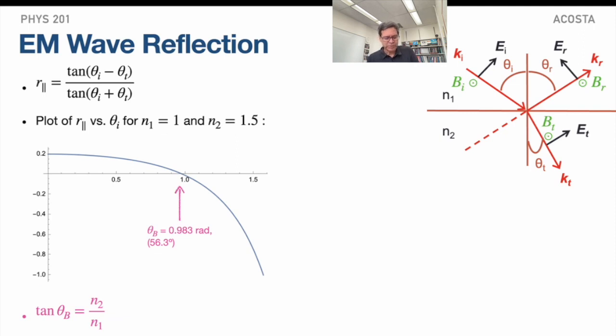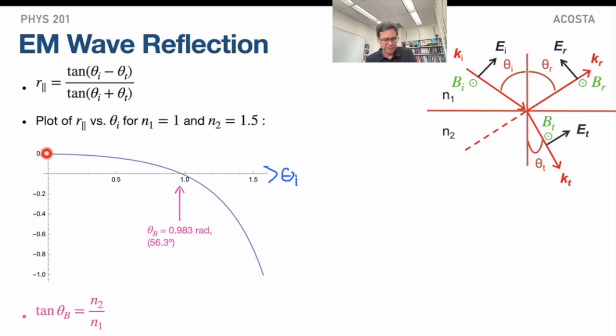So here was our expression for R parallel, the tangent of the difference theta I minus theta t over the sum, tangent of theta I plus theta t. And now this is just a plot shown here. This is a plot versus the incident angle. So I'll write versus theta I here. And when we talked about the case when theta I plus theta t was 90 degrees, that's when R parallel became 0. This is where it's crossing on this graph.